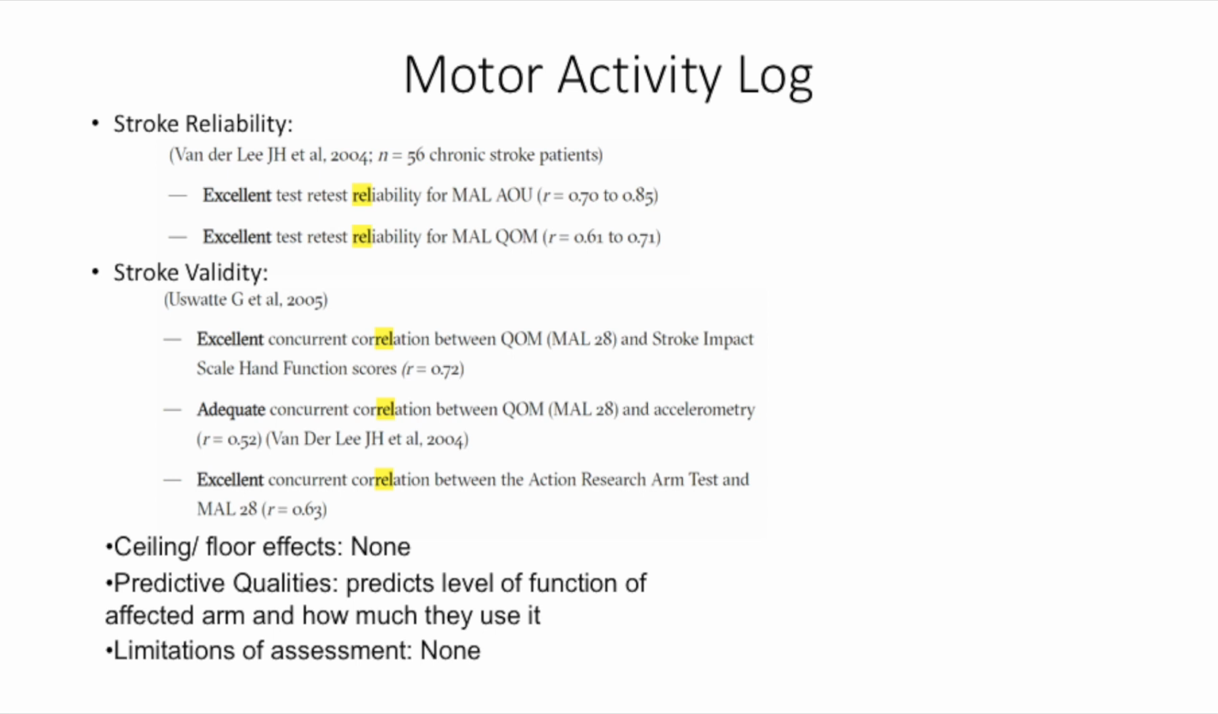The measure does, however, have predictive qualities: the level of function of the affected arm that has had the stroke, and how much they use it in their daily activities for functional purposes. There are no limitations to this assessment, since it is a written subjective assessment based on the patient's perceived function of their affected arm.